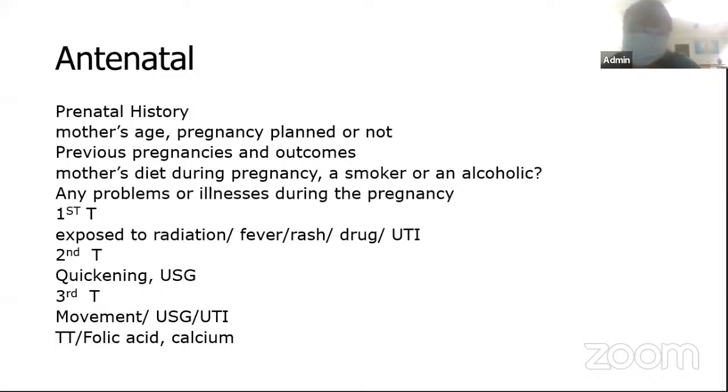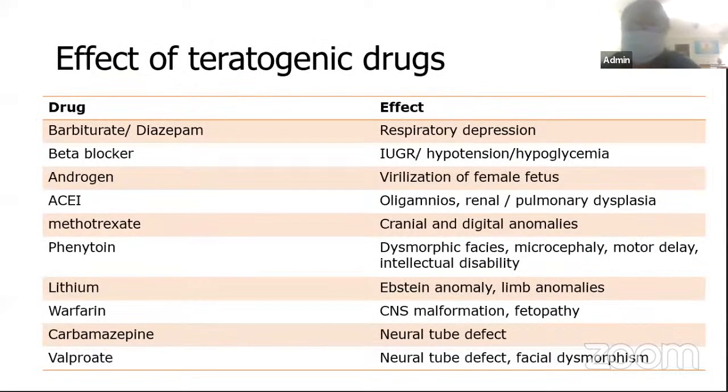Just like the gynec case taking, in the first trimester, you have to ask about radiation, fever, rash, drugs, or infection. In the second trimester, when was quickening noted? Was there any ultrasound abnormality? In the third trimester, you have to ask about fetal movements, ultrasound findings, or infections, or whether she has taken drugs which were supposed to be taken. You should know about the effect of some teratogenic drugs. Most of these are anticonvulsants like valproate, carbamazepine, phenytoin. The list is extensive.